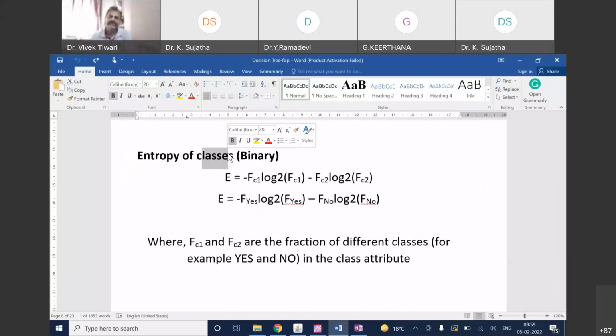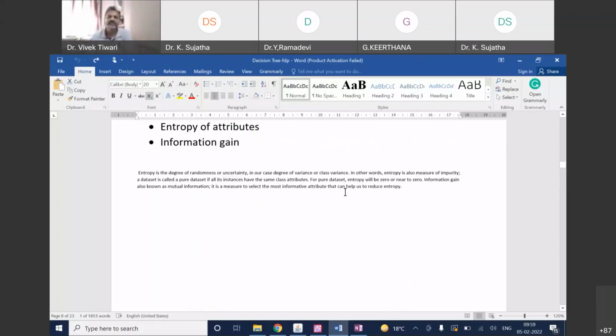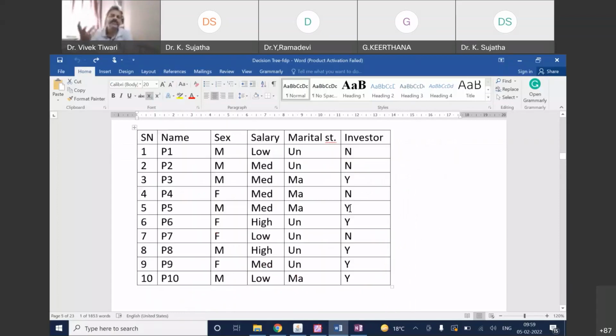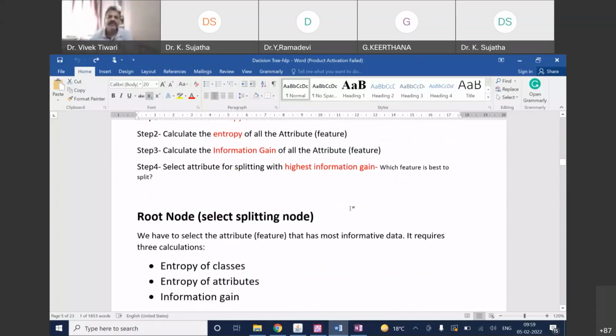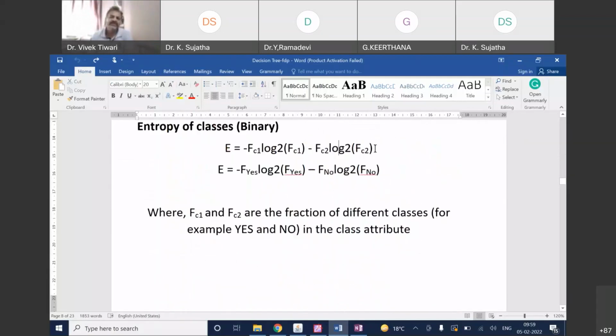Be with me. For the entropy formula, there are two terms you should try to understand. There are two terms because I am considering only two classes, binary classification. We have a class C1 and class C2. C1, C2 means yes or no, whatever name you want to give. If there is multi-class classification, with multiple classes, you will have additional terms.